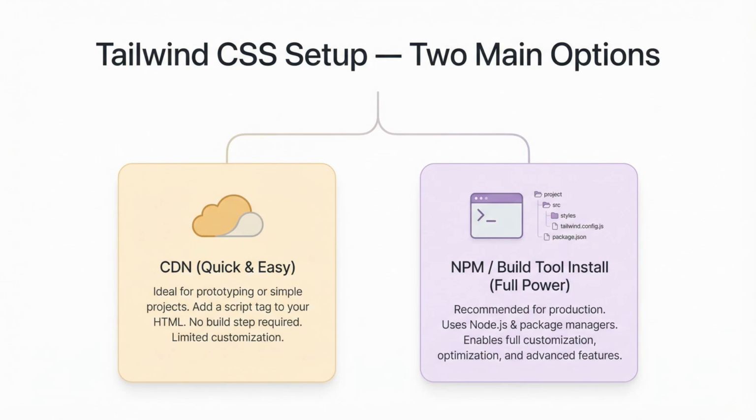There are two main ways to get Tailwind CSS into your project. The first is using a CDN link. This is the quickest way to get started and is perfect for prototyping or learning. The second option is installing Tailwind through NPM as part of a build process, which gives you the full power of the framework, including purging unused CSS. We'll focus on the CDN approach first, since it's the most beginner-friendly.